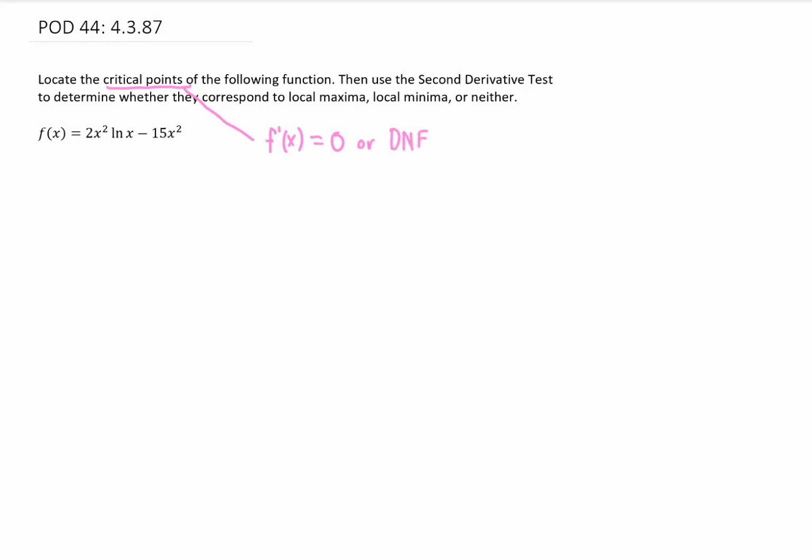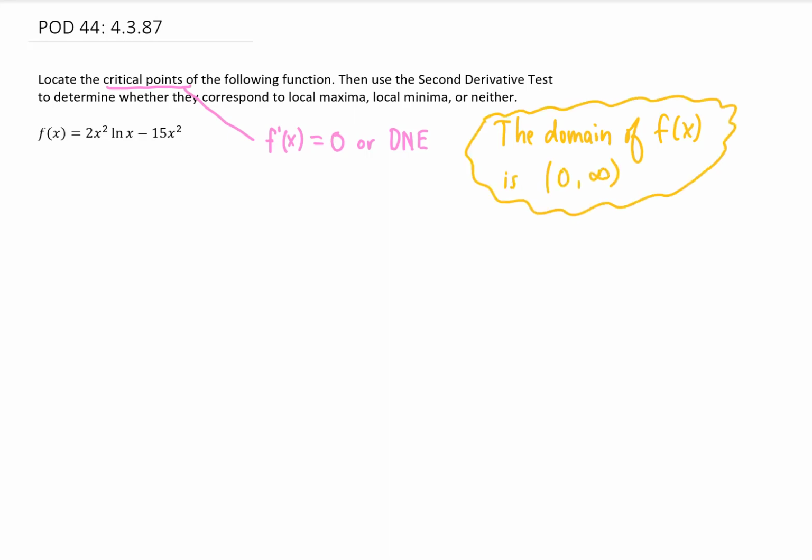And before we get started, to avoid any confusion, I want to point something out about this function. I want to look at the domain of our function, and because our function has a natural log in it, that means that our x values cannot be 0 and they cannot be negative. So the domain of our original function here is 0 to infinity. So when we're looking for critical points, we're going to look for critical points on the domain of the original function. Okay, so let's find our critical points, and let's start with a first derivative.